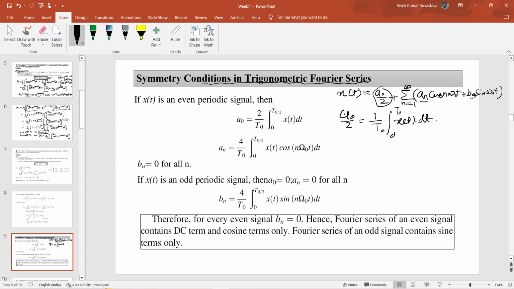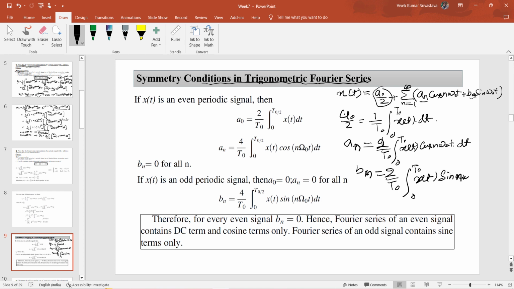And a n we can evaluate as 2 by T naught integral 0 to T naught x of t cos of n omega naught t dt, whereas b n can be calculated as 2 by T naught integral 0 to T naught x of t sine of n omega naught t dt. That is how we can represent any signal into a trigonometric Fourier series, once we evaluate these coefficients.